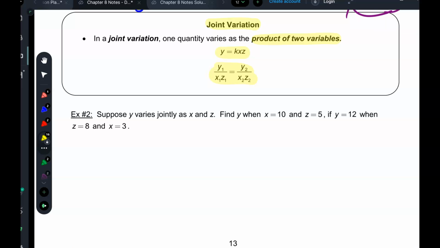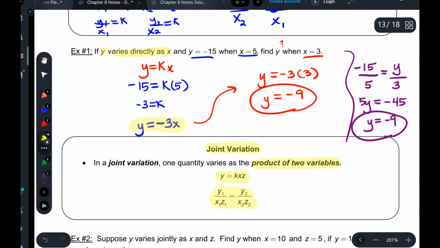K is the constant of variation. It just means how much they vary. So if I go back to this last example, what's the relationship between x and y? Y is always a product of -3 times the value of x. So if I said x is 10, can you find the value of y?